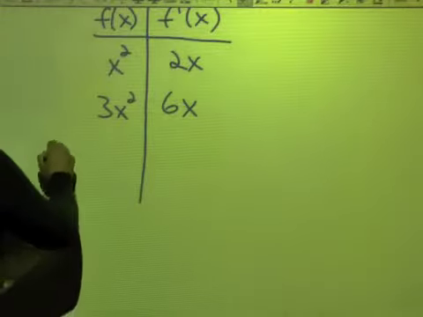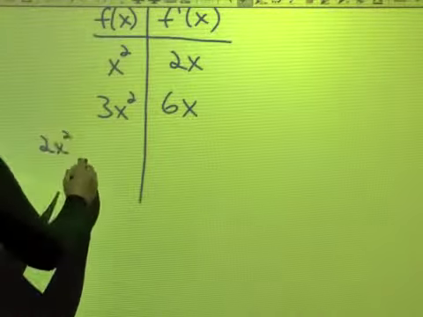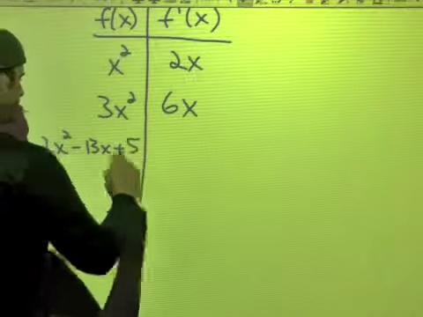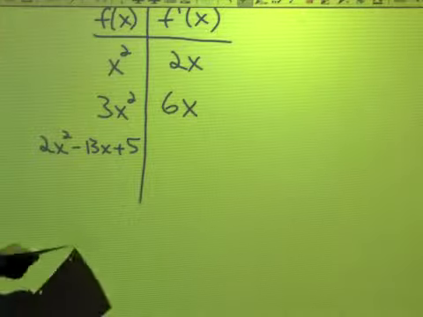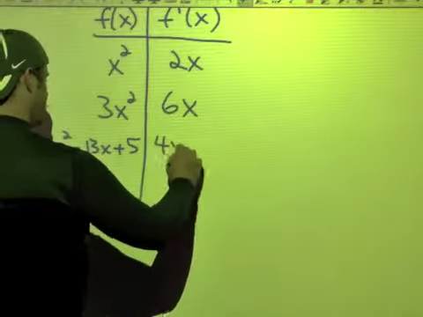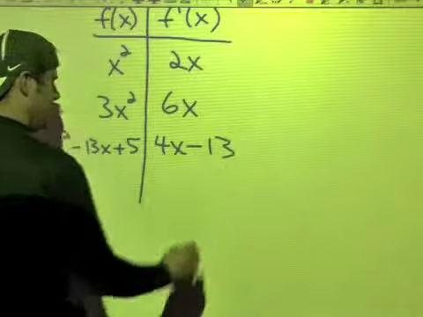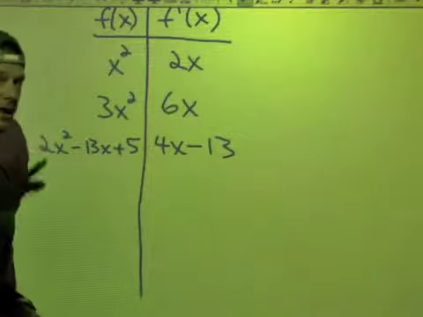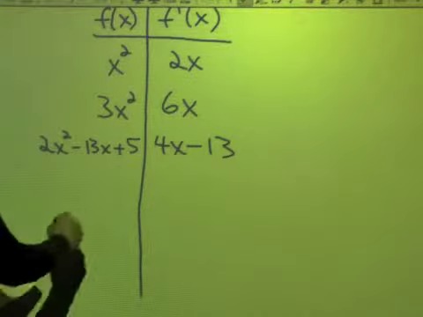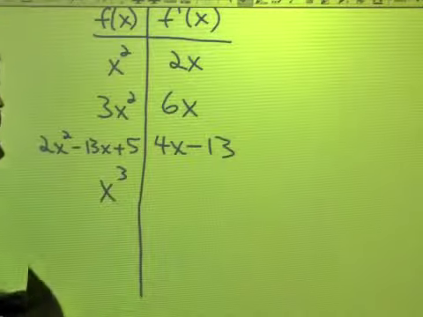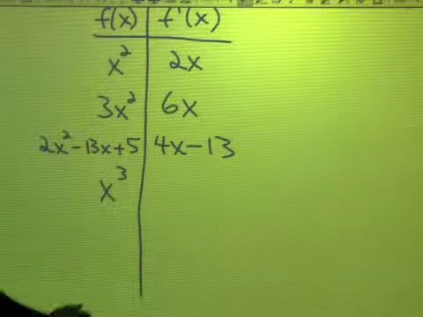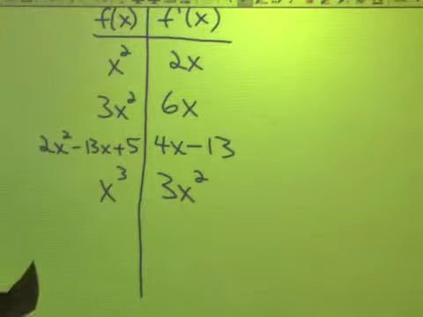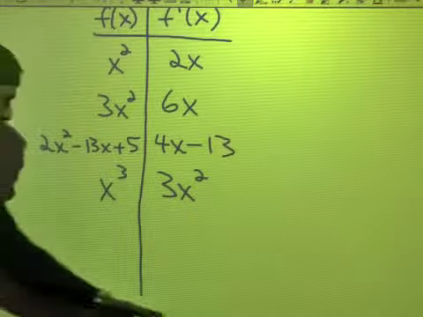Here's some more examples. 2x squared minus 13x plus 5. If you go through the limit definition to find the derivative, it turns out the derivative of that is 4x minus 13. Have it yet? No, don't say it. x cubed. The derivative of that turns out to be 3x squared. I got all these with the limit definition.